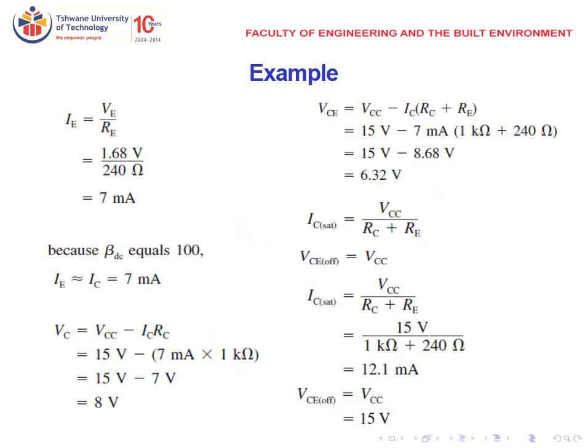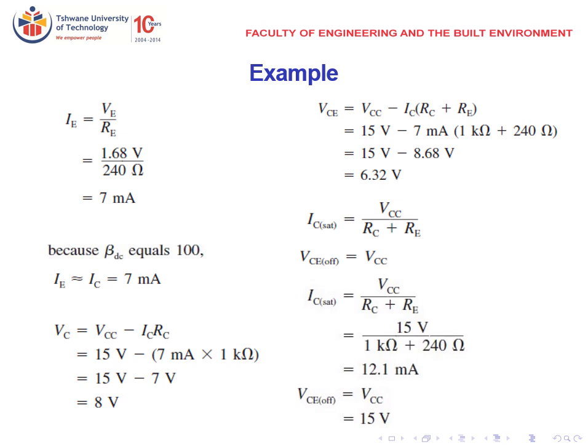And then the current through the resistor RE will be equal to VE divided by RE. So it will be 7 milliamperes. And then because beta is equal to 100, IE is almost equal to IC, which is the 7 milliamperes.